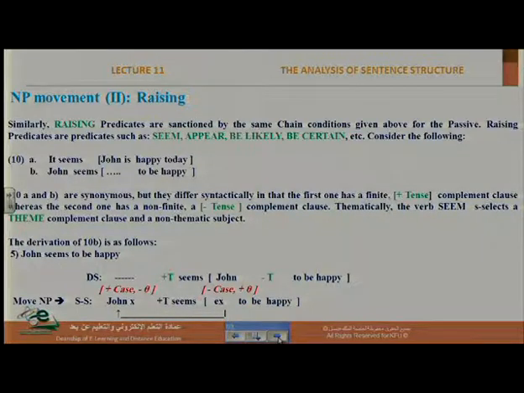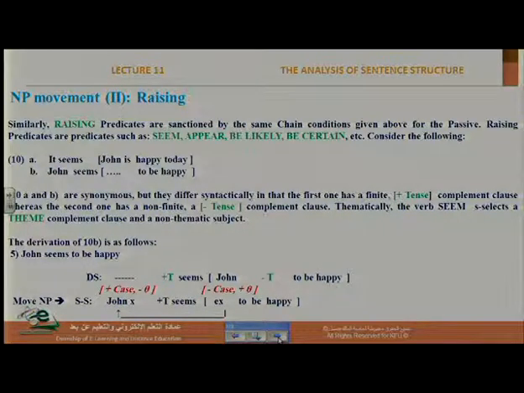John seems to be happy today. So what is the difference between A and B? Well, it seems that there are two differences. One is that the tense inflection of the embedded clause, the complement clause, is different. Here it is to, and there it is minus tense, plus tense. The other is that John, which appears in the subject position of the embedded clause, seems to have moved somehow to the subject position of the higher verb of the higher clause.